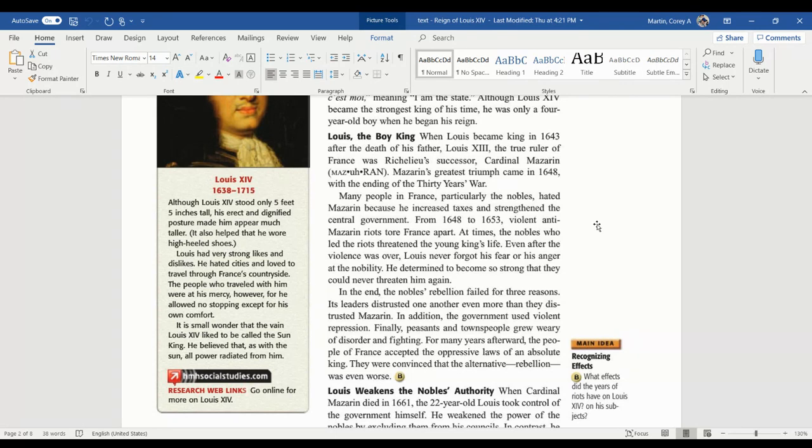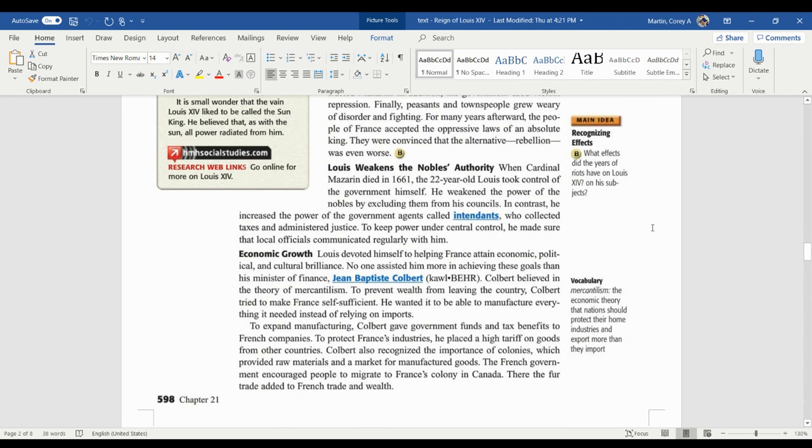In the end, the nobles' rebellion failed for 3 reasons. Its leaders distrusted one another even more than they distrusted Mazarin. In addition, the government used violent repression. Finally, peasants and townspeople grew weary of disorder and fighting. For many years afterward, the people of France accepted the oppressive laws of an absolute king. They were convinced that the alternative, rebellion, was even worse.